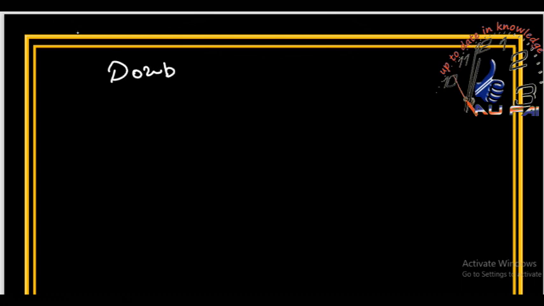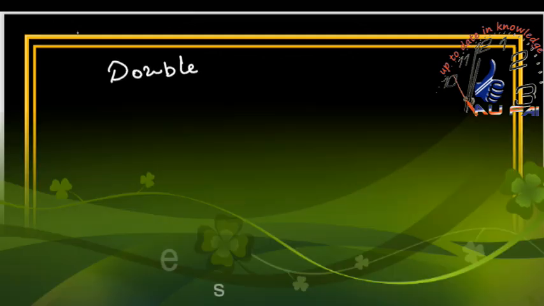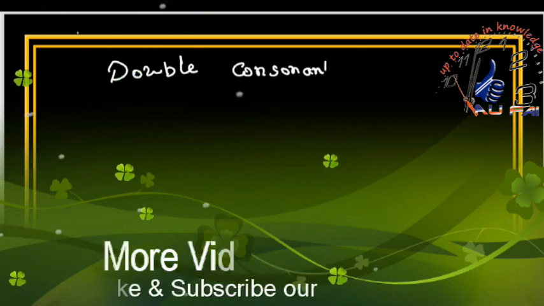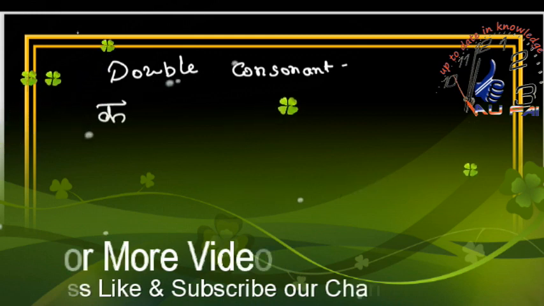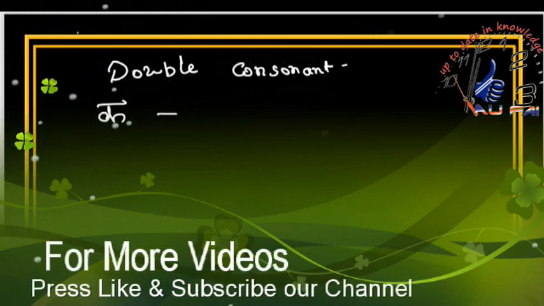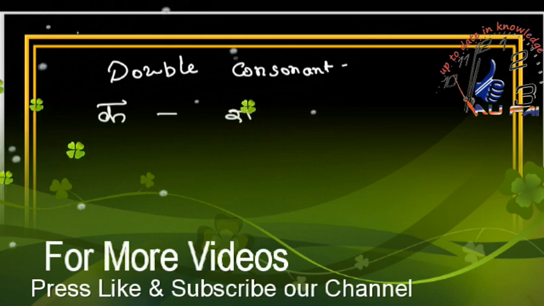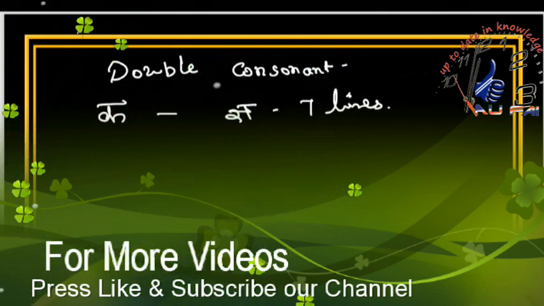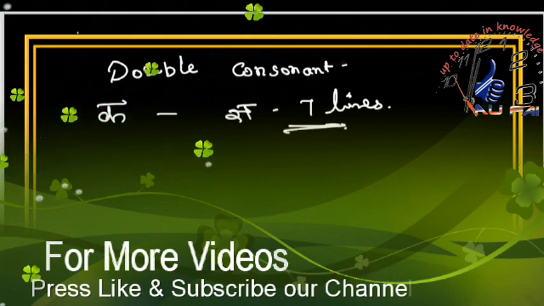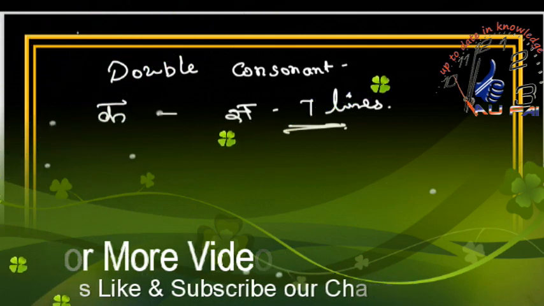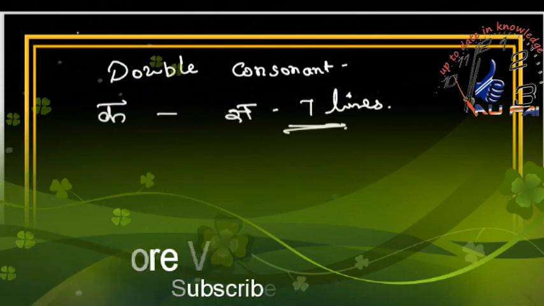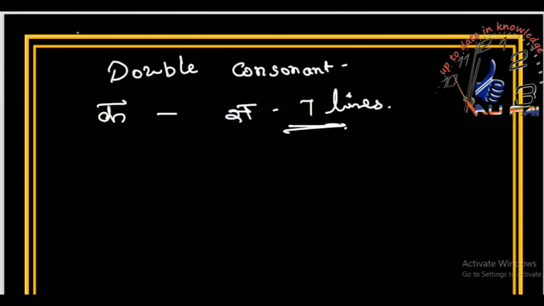Double itself, we have the word double. Double means repeat two times. The consonants, we know consonants, from the line ka to gya. Ka to gya, there are seven lines. So these seven lines are the consonant lines. Five lines, ya ra la va. Sha sa sa ha. Ksha, tra, gya. So eight lines are the consonant lines.